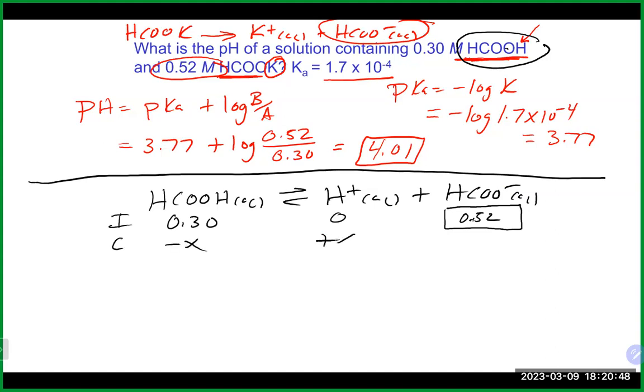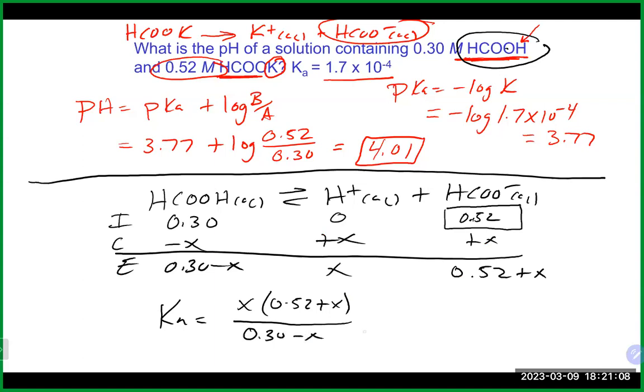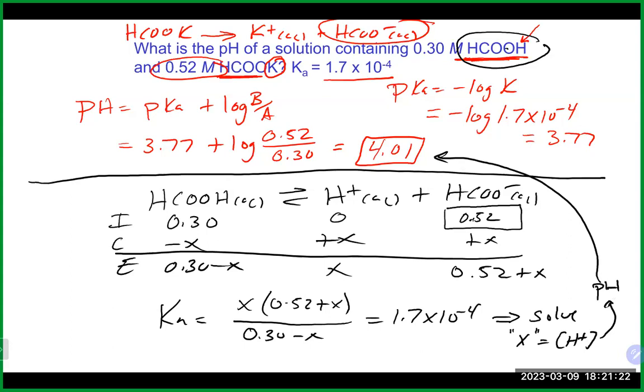That would be minus X, plus X, plus X. And again, that would go into our Ka expression, which would give you X times 0.52 plus X divided by 0.30 minus X equals our 1.7 times 10 to the minus 4. Once again, here you would solve for X. X would equal the H plus concentration and then into the pH, which should give you the same number.